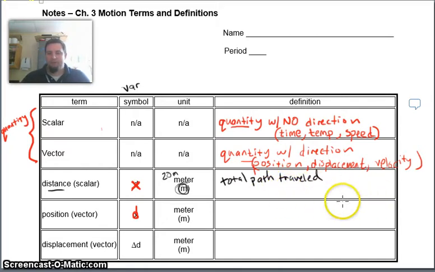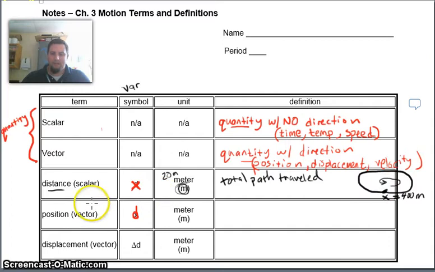Another example I like to use for distance here is if you run track. So I'm going to draw a track right here. This is a standard 400 meter track, and you run one time around it. That means your distance, your x distance that you've traveled, is 400 meters, because you've traveled 400 meters. But if you think about it, you start and end up in the same spot.